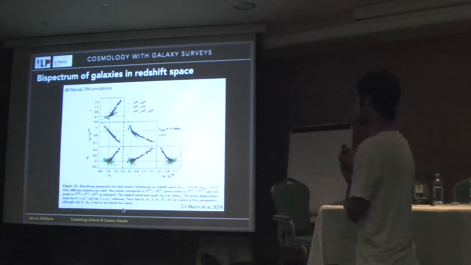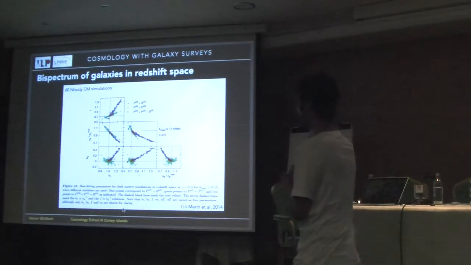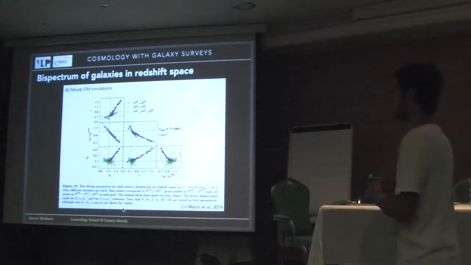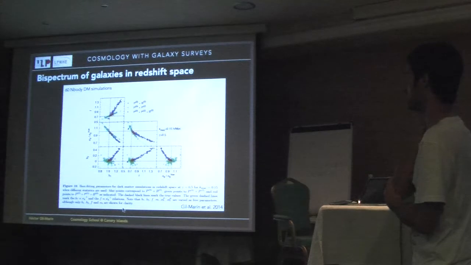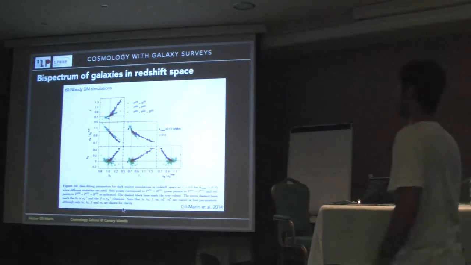However, I think a more intuitive way of seeing how this bispectrum constrains parameters is actually plugging all these equations in and start constraining parameters from N-body simulations and see how it looks like.